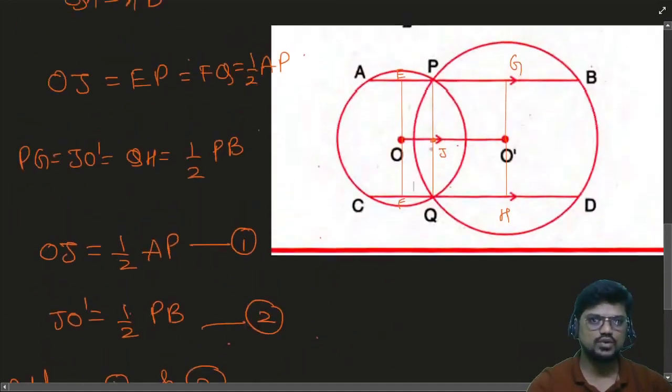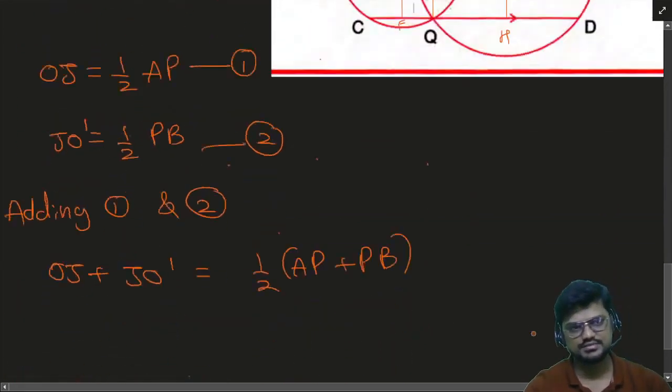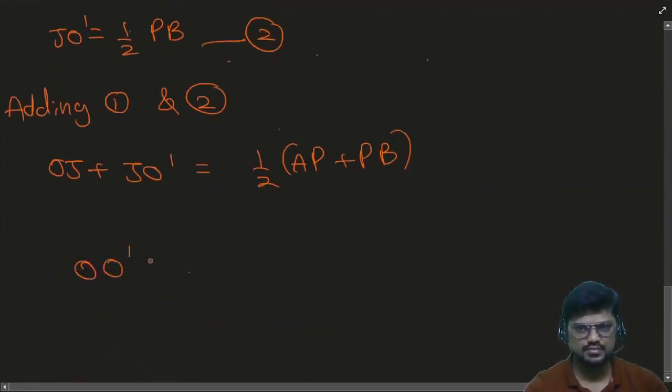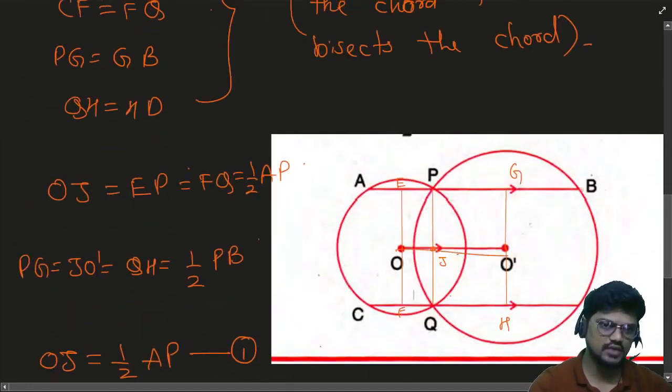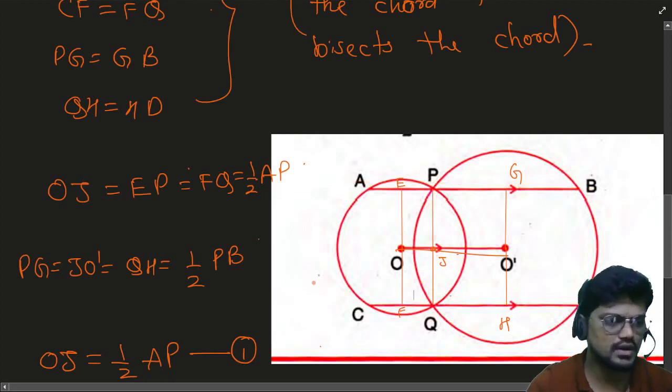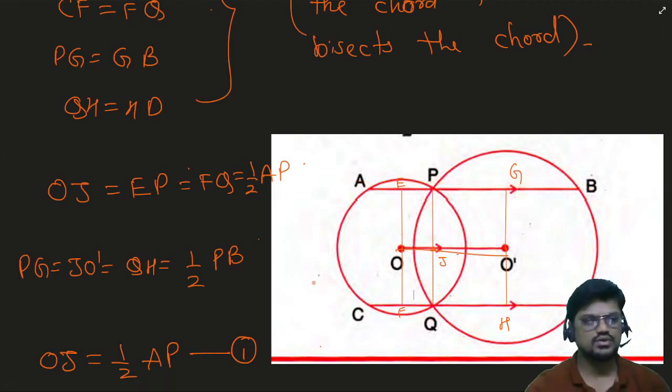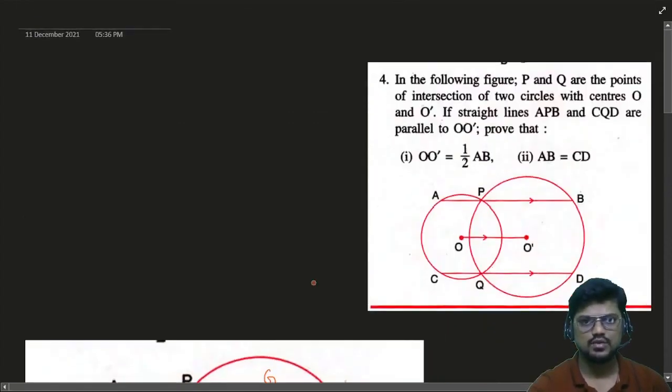So OJ plus JO dash will be how much? OO dash is equal to half of AB. That's it. The first one is proved. Got it? This distance is half of this whole. Clear? Yes, sir.